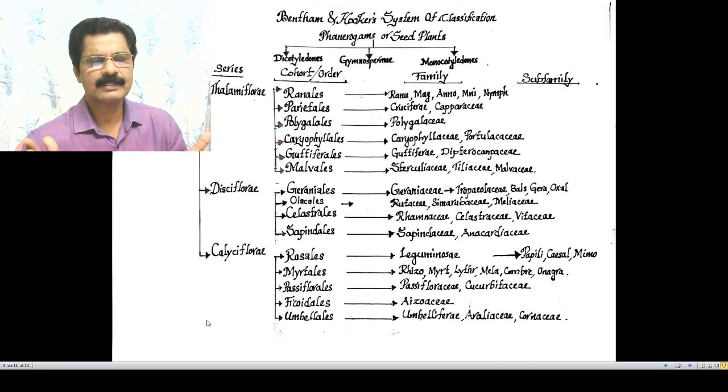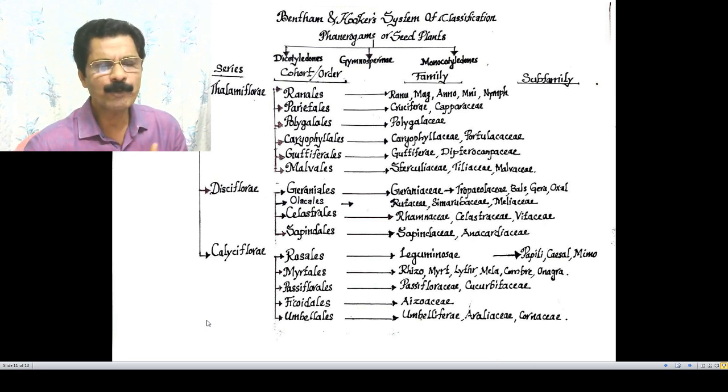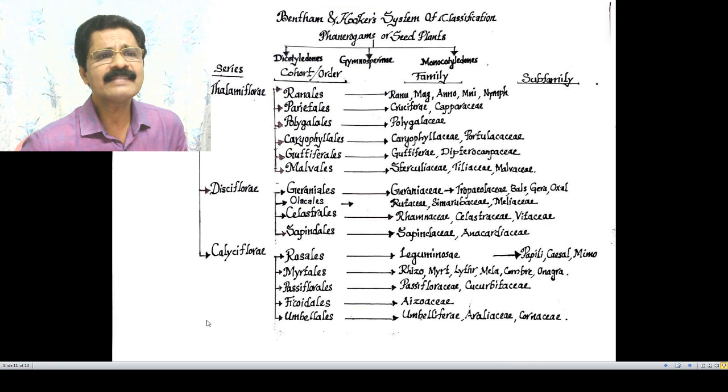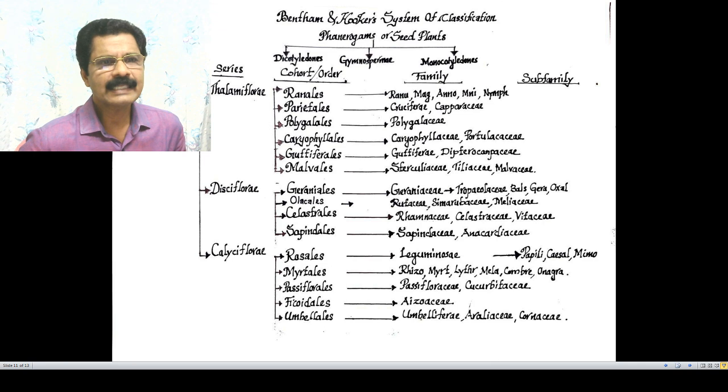That is the class. The class Dicotyledonae, or dicot, is divided into subclasses: Polypetalae, Gamopetalae, and Monochlamydeae. Polypetalae have three series. What are they? Thalamiflorae, Disciflorae, and Calyciflorae.